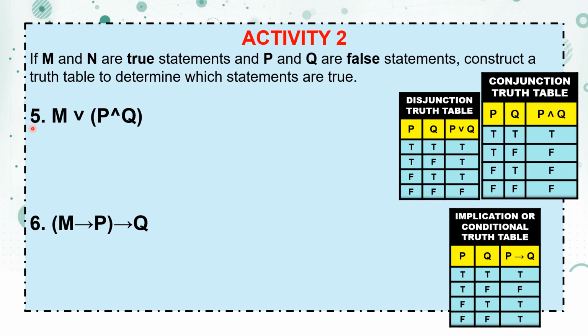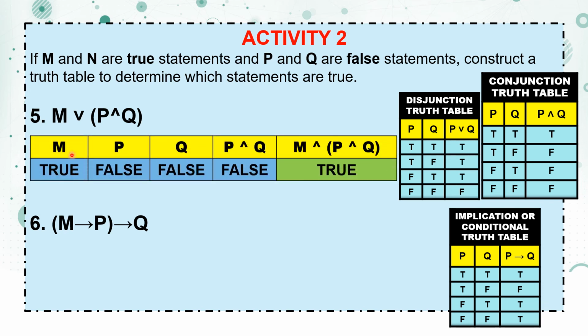Now, let's have number 5: M or (P and Q). We have three propositions, M, P, Q. Let's put their truth values in our table first. M is true. Then for P and Q, it says P and Q are false statements. So, false, false.